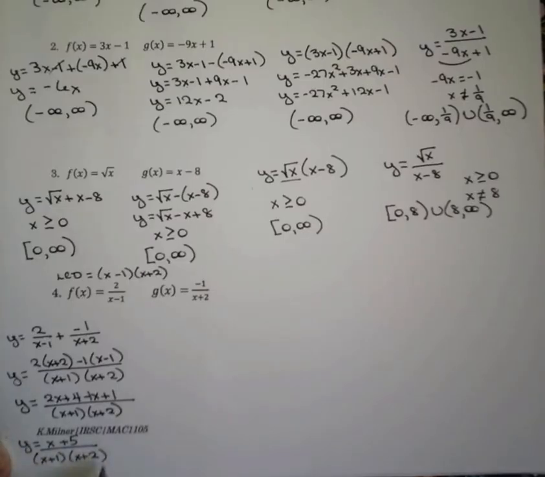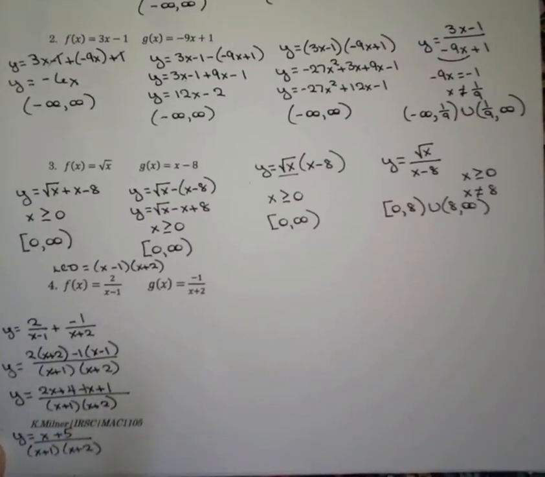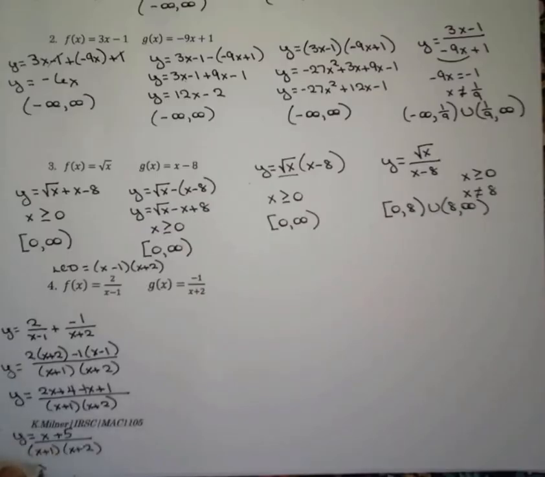Now, when I look at this, I don't have any square roots. I don't have any even roots, so I don't have to worry about even roots of negative numbers. I do have to worry about an x in the denominator here. It can't be a negative 1, and it can't be a negative 2, can it?